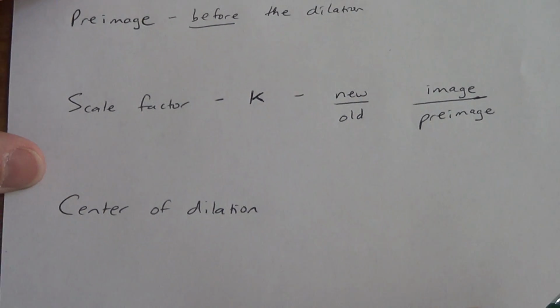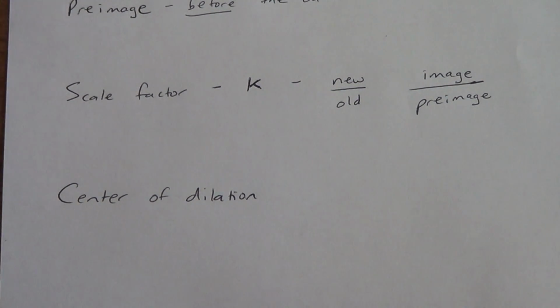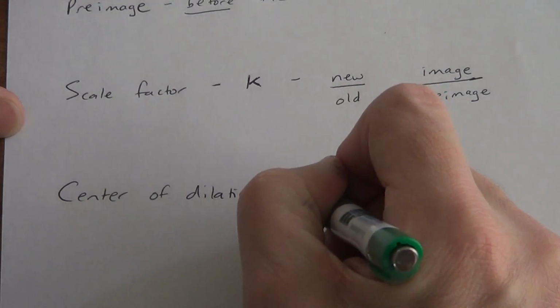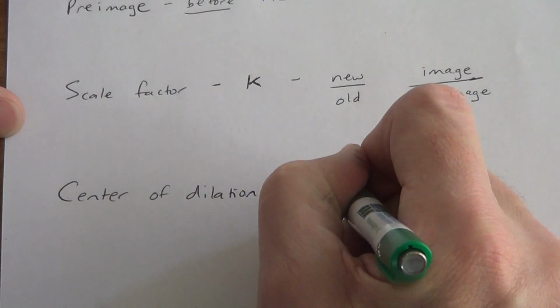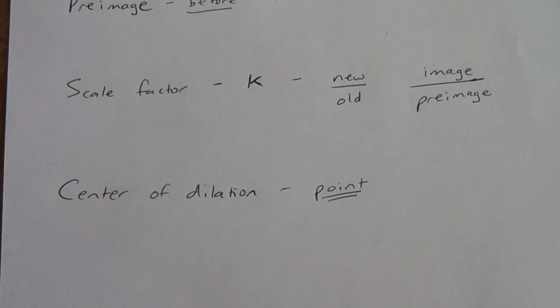Okay, the last thing is the center of the dilation. The center of the dilation is a single point where the dilation kind of starts. That's probably the easiest way to say that. I'll describe this more when we get into some examples, and I'll show you what the center of dilation is. But you need to understand it's a single point. It's not a segment or anything like that. It's just a single point. Like I said, I'll show you this more when we actually get into the examples.